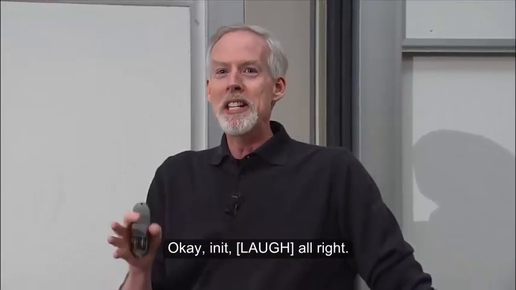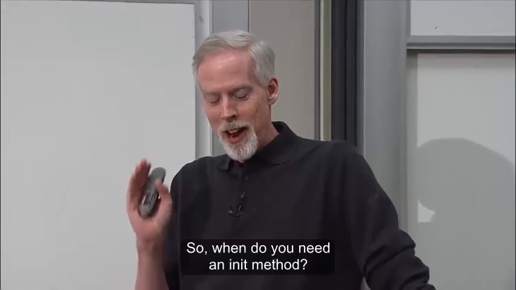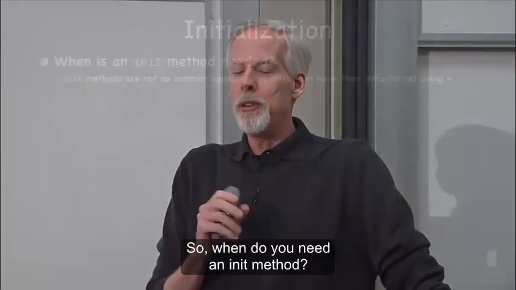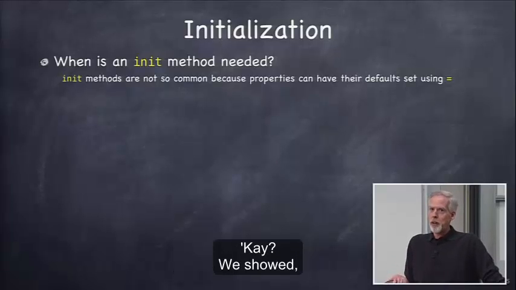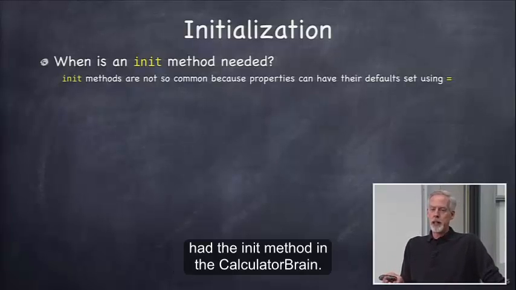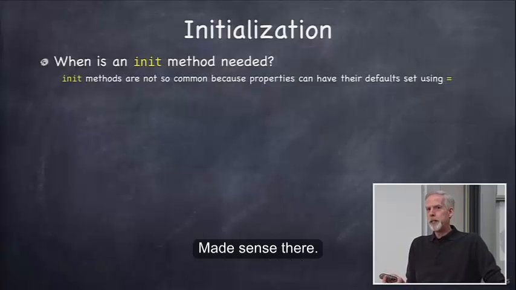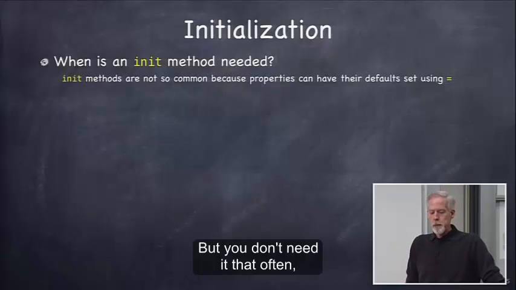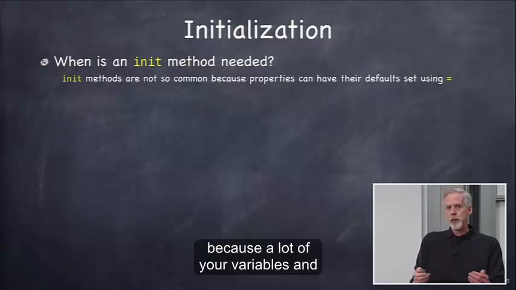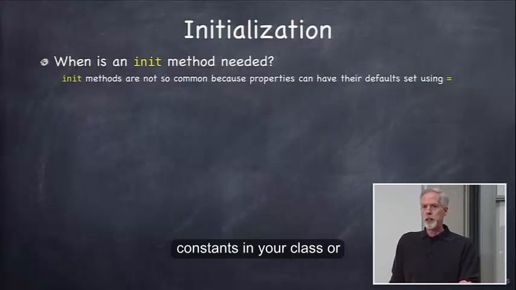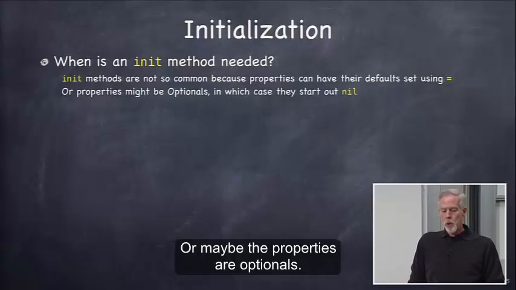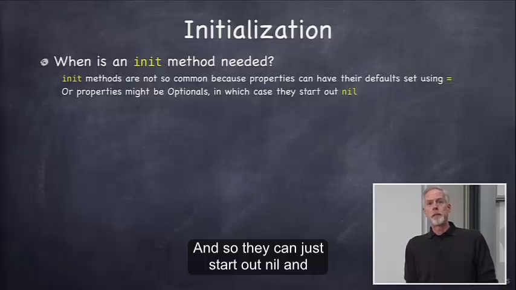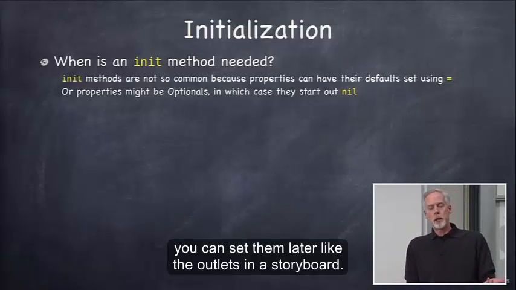Okay. Init. All right. So when do you need an init method? Well, you actually don't need an init method that often. We should have the init method in the calculator brain. Made sense there. We needed it there. But you don't need that often, because a lot of your variables and constants in your class or struct are set with equals. Or maybe the properties are optionals, and so they can just start out nil, and you set them later, like the outlets in a storyboard.